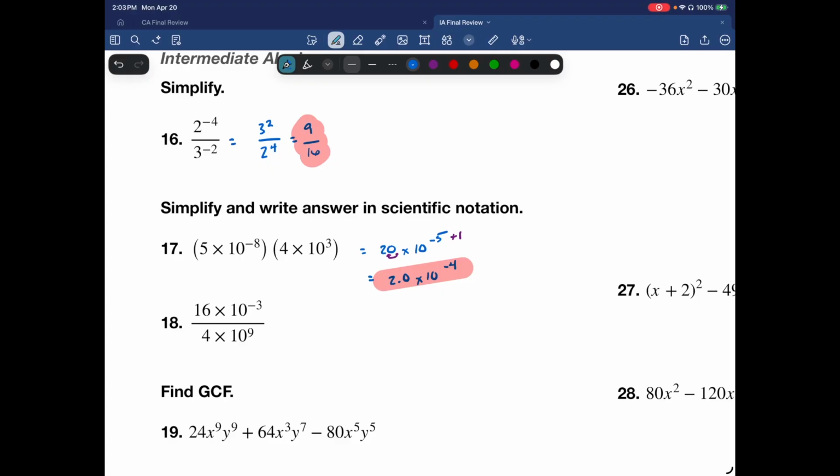When you're dividing, do the same thing. You do the numbers out front. 16 divided by 4 is 4. All right, times 10. Now this time, you're subtracting your exponents. So you're dividing like bases, so you subtract your exponents. Negative 3 minus 9 is negative 12. Okay? And the number out front is between 1 and 10, so I don't have to make any adjustments.